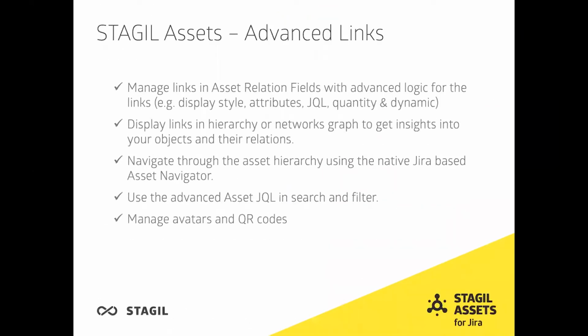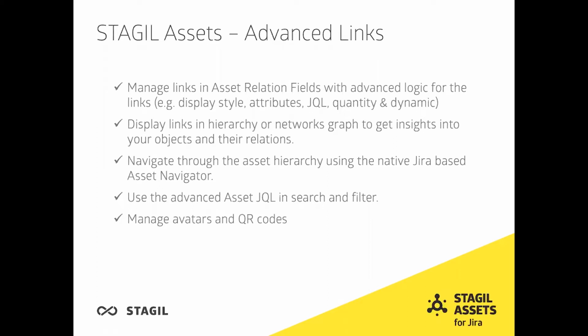So by that, we developed STAGIL Assets Advanced Links. Here we try to address it so that you can manage links in asset relation fields and put advanced logic behind the links, like having different display styles, adding attributes, more advanced JQL options, and configuring quantity and dynamic. Also, you can display links in hierarchy or network graphs, so you have a better visualization of the relations between the different linked objects, and more transparency.